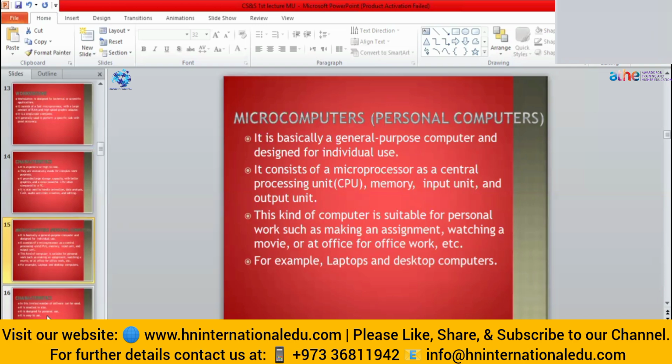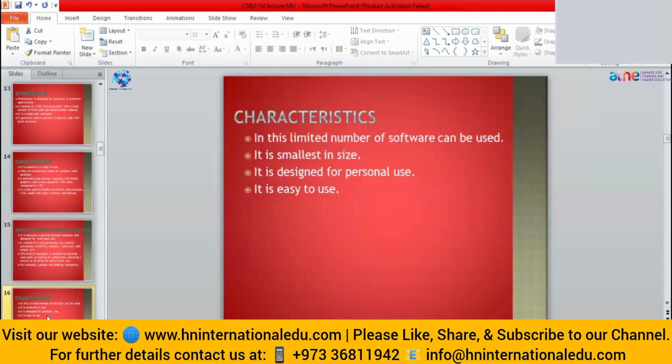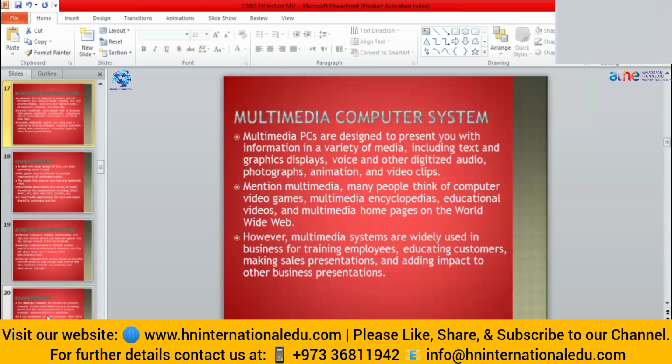So this kind of computer is suitable for personal work such as making an assignment, watching a movie, or office work, because these are general purpose computers. For example, laptops, desktops, mobile phones, MacBooks, these are the types of our microcomputers. As they have limited capacity, limited software can be used, and they are smaller in size. They are designed for personal use. That's why they are called personal computers, and they are very user friendly and very easy to use.